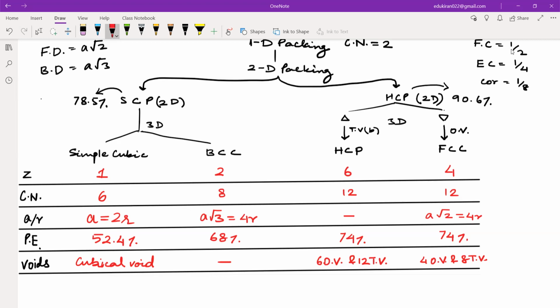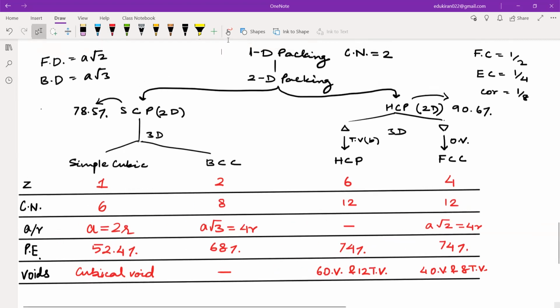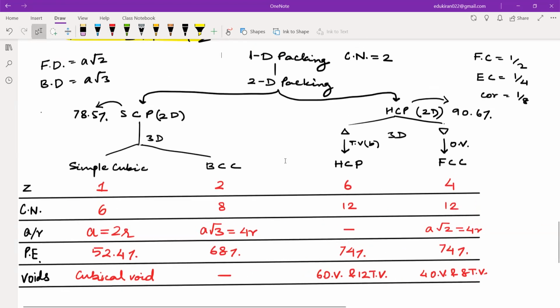So whatever is written here now, these are the things that you have to remember. You cannot afford to forget. Now in HCP and the other one, you can see that I have not written a few things. Just add 3D here so that you remember. This is for 3D and this is for 2D. We have not written the void for square close packing, coordination number, and the type of unit cell. But those things are also important.